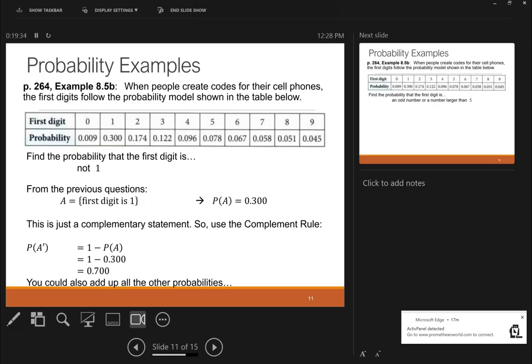the complement rule is pretty powerful. Mr. Kulik, are we going to really deal with situations where there's infinitely many outcomes? Yup! Oh no! It'll be okay.